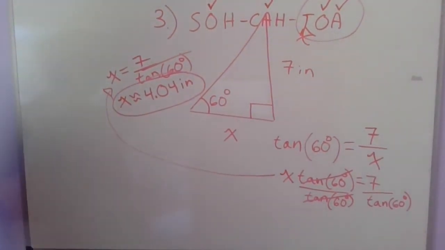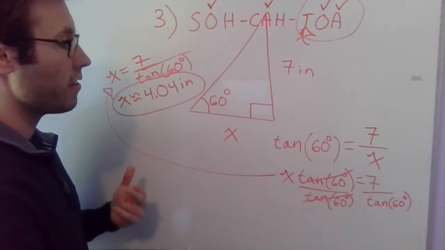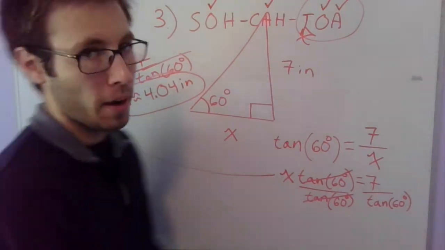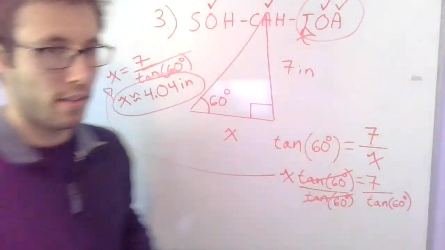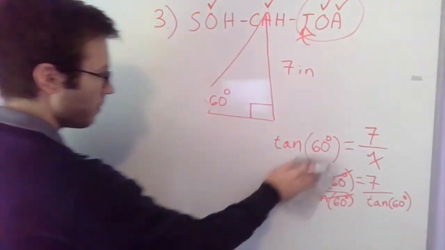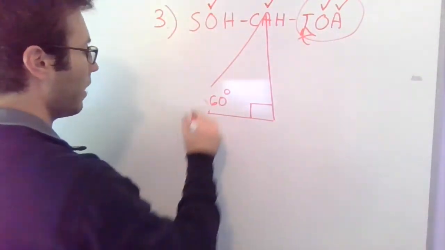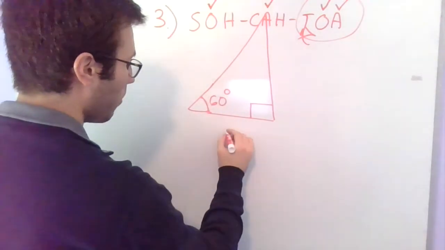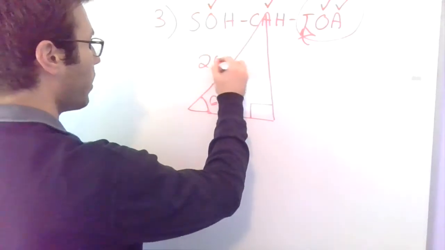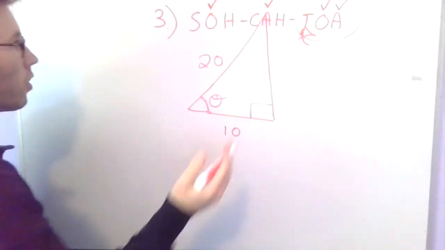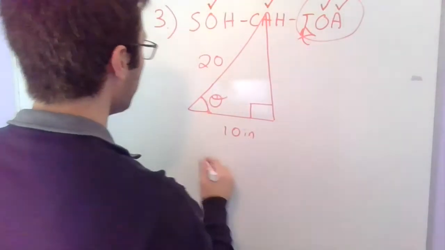Now, this is going to be the last example, and I'm going to talk about it because I think it's a very, very important concept. We all need to know how to determine what angles are. Let's say this was 10, this was 20, and we didn't know what this angle was. So here's theta. We don't know what that is in degrees.